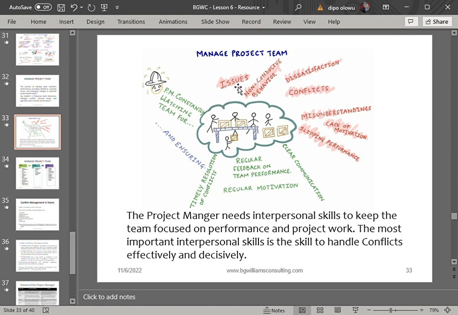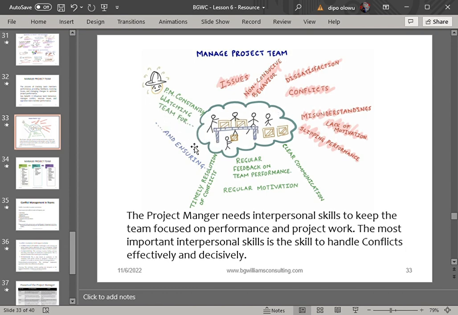You can see, for instance, there are issues in the team: non-conducive behaviors, dissatisfaction of team members, conflicts, misunderstanding, lack of motivation, performance slipping, they are not performing well. All these are problems that happen in the team. Because all these problems can occur when you have people working in a team, the project manager must constantly keep watch on the team. So this is an example of a team that is having issues.